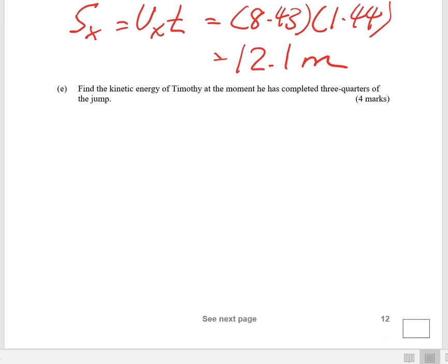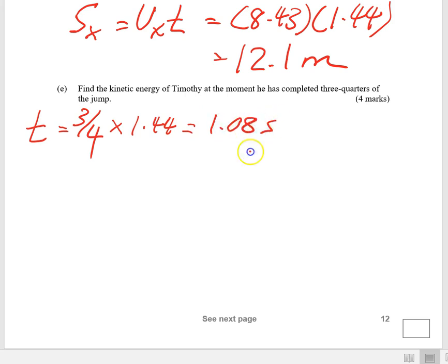I'll move on. This is the toughest here. Find the kinetic energy of Timothy at the moment he completed 3/4 of the jump. 3/4 of the jump means that we're going to take the time here to be 3/4 of the time of flight, which is 1.44. At this moment, 1.08 seconds, what is the kinetic energy?